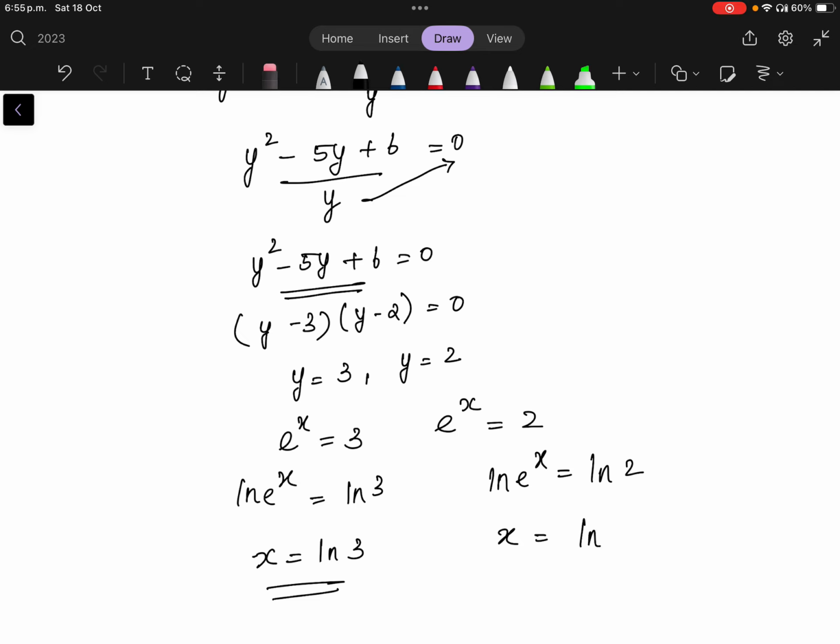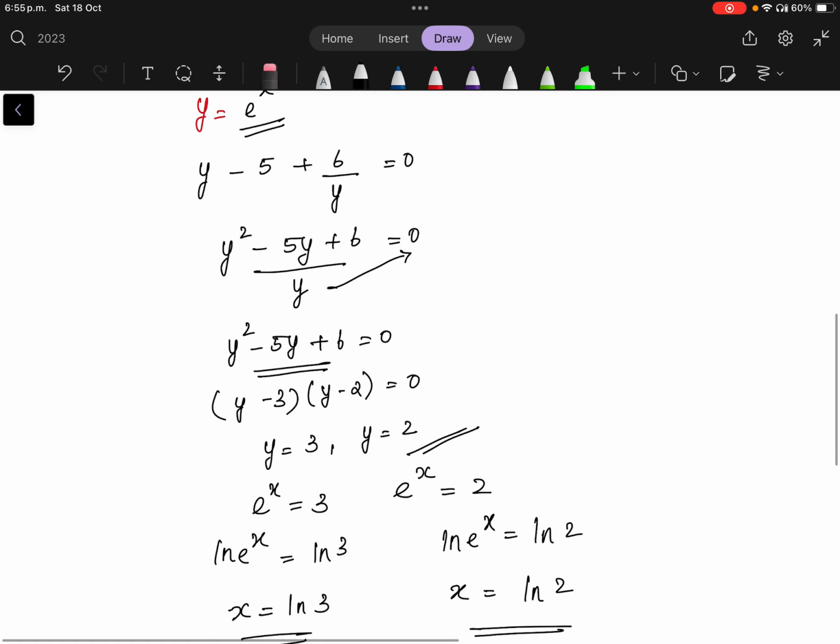So x is equal to ln 2. So these are the two solutions for x. Most of the people stop with this, but please don't stop, because you introduced a variable, you have to solve it and bring it back to the original variable which it already has.